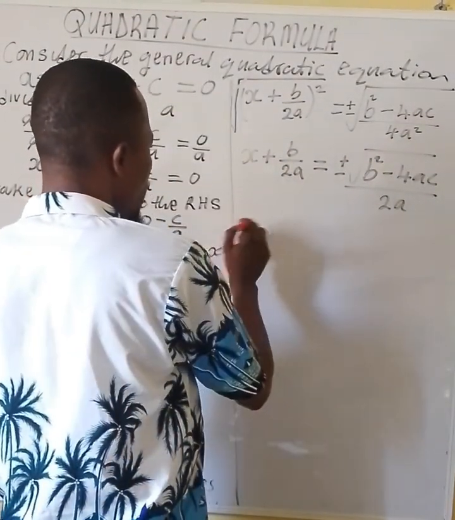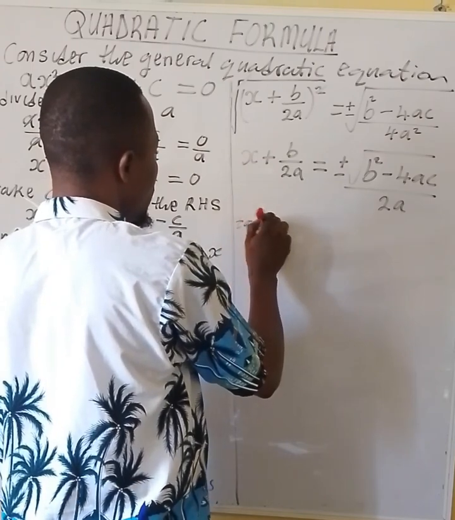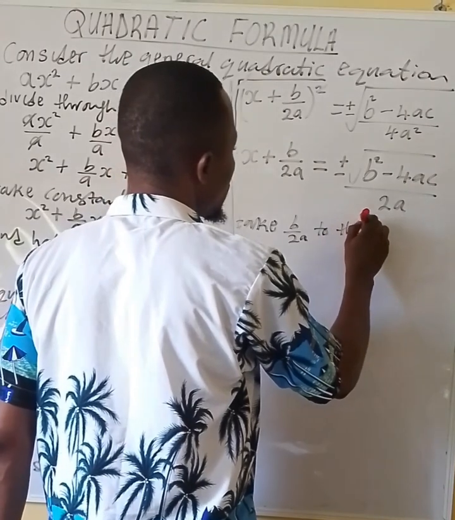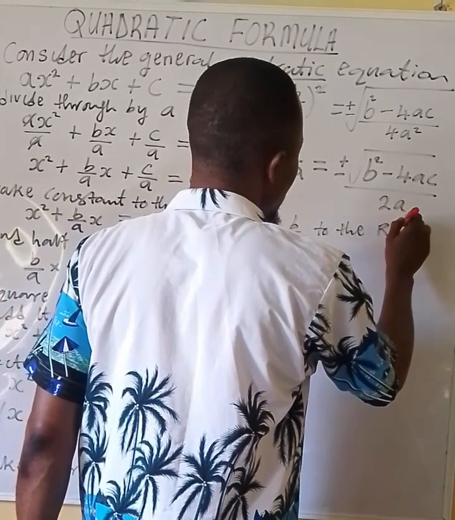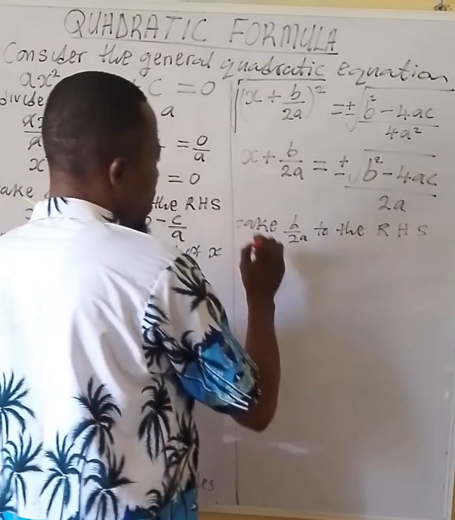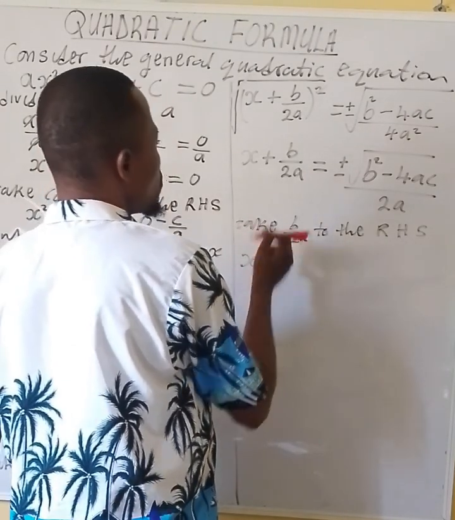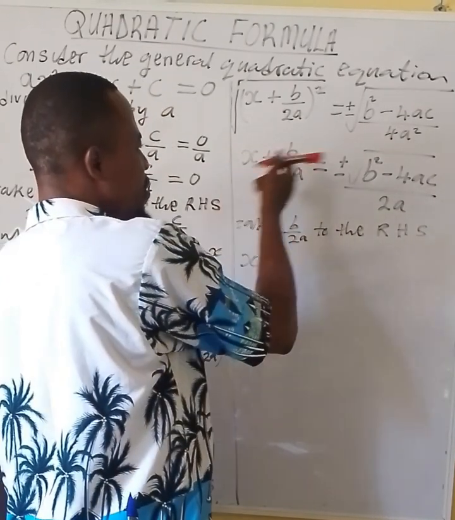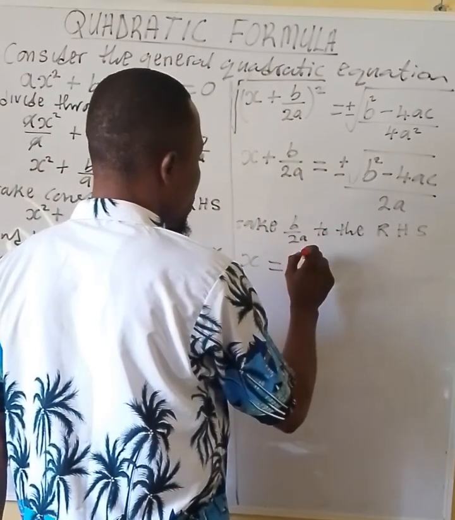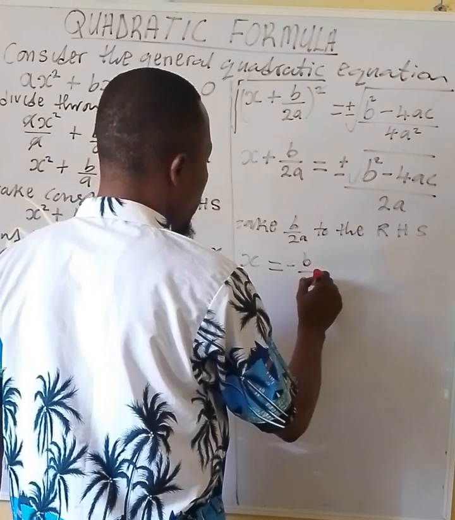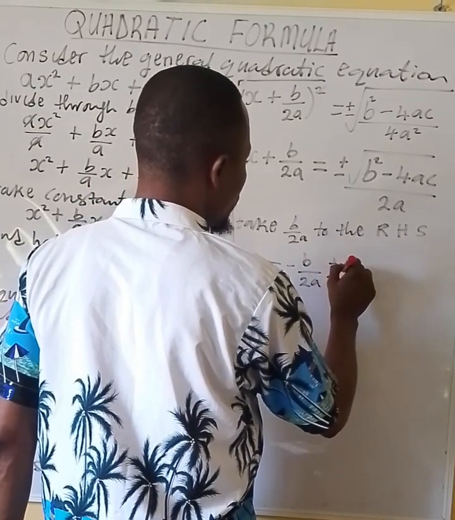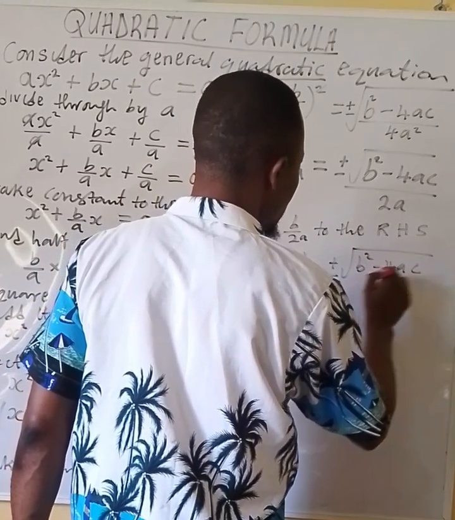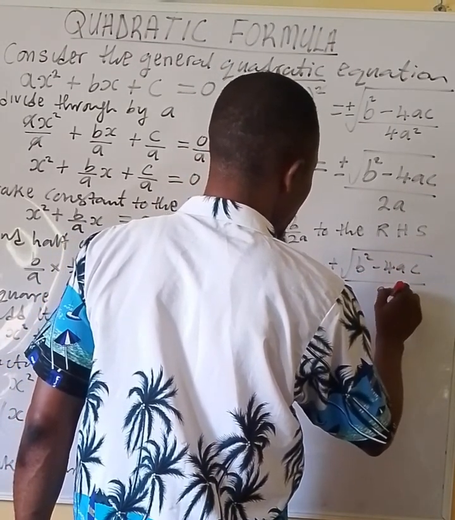So the next thing we are going to do is, we will say, take b over 2a to the right hand side. Then we have x equals to, so this one we are taking it to the other side. So the sign will definitely change. It's positive, it will turn to negative. We now have minus b over 2a plus or minus the square root of b squared minus 4ac over 2a.